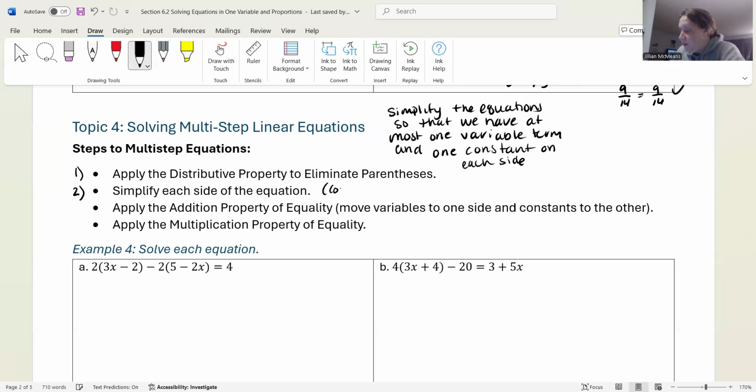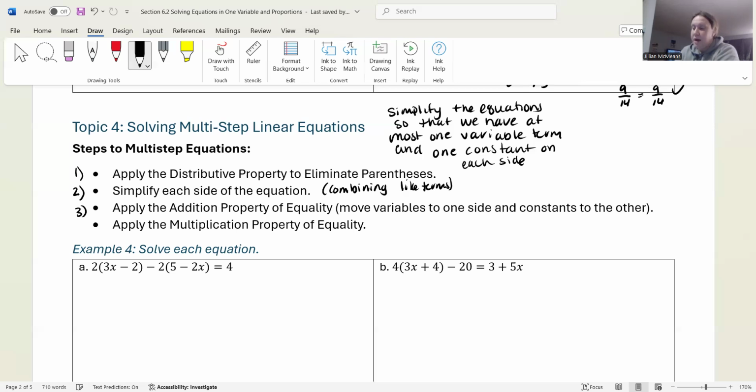So we do this by combining like terms. And then at this point, at the end of step 2, you'll have at most one variable term and one constant term on the left, and at most one variable term and one constant term on the right. And this is when you apply the properties, okay?